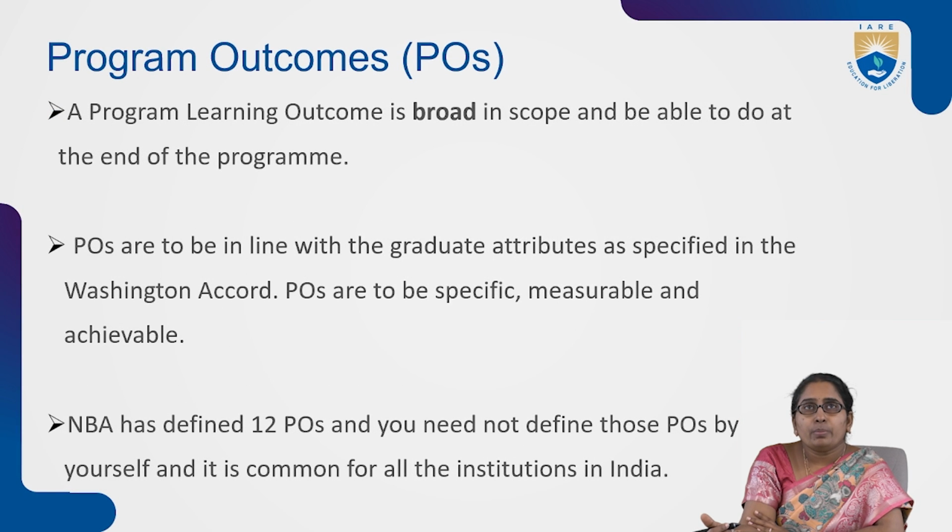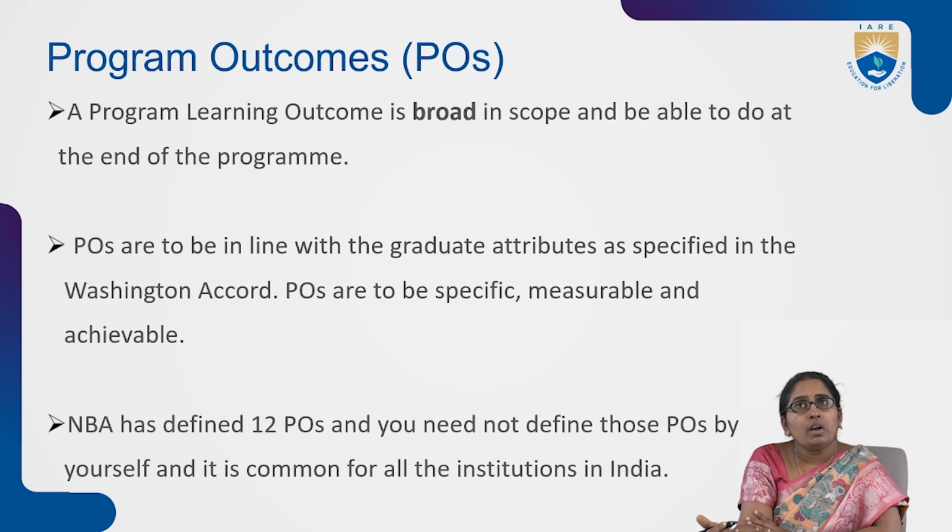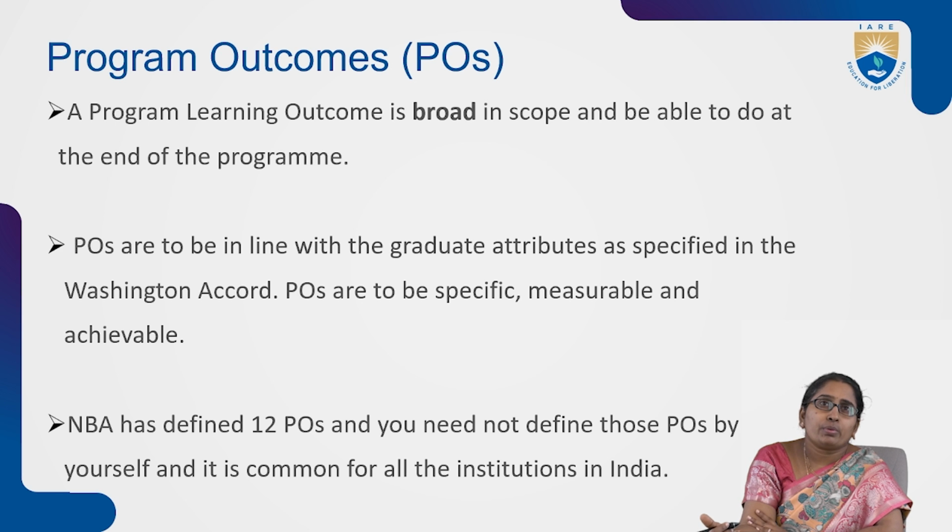Then program outcomes, POs. First thing, program outcomes are broad in scope and tell what the student should be able to do at the end of the program. So it is generally a broad statement, and it tells about what the student should be able to do by the end of the program.